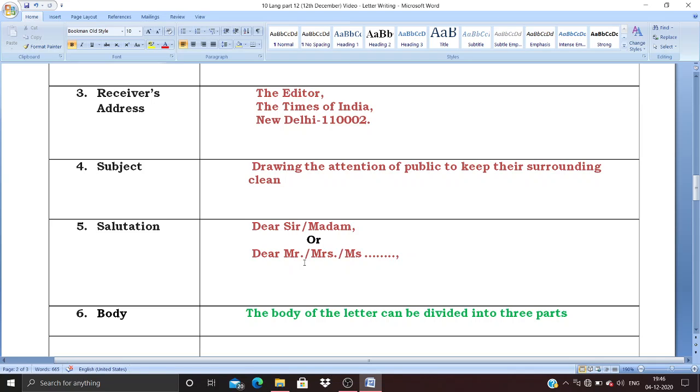When we use Mr., Mrs. or Miss, we always use the surname. Learn it. Dear Mr. Sharma, dear Mr. Agarwal, dear Mrs. Gupta, not dear Mrs. Anita. No, wrong English.